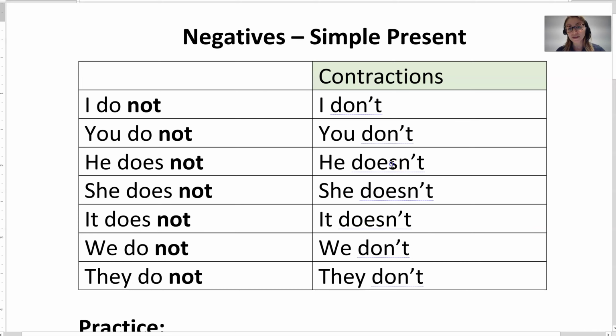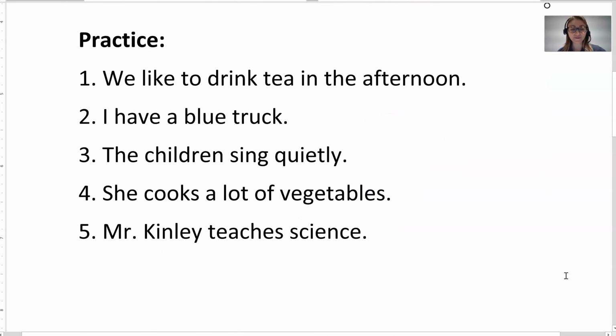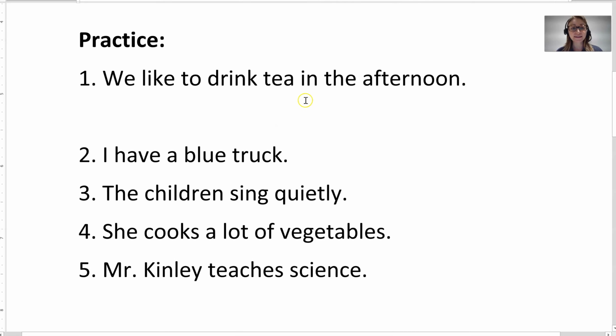Okay, remember with he, she, and it, we need to use the S, and that's where we put it, in the negative. Okay, let's do some practice. Down here, we have 5 sentences for practice. If you want, you can pause the video and practice, and then we'll give you the answers. Okay, so the first one, we are changing to negative. So, we like to drink tea. What is the verb? The verb is like, so we're going to change it to negative.